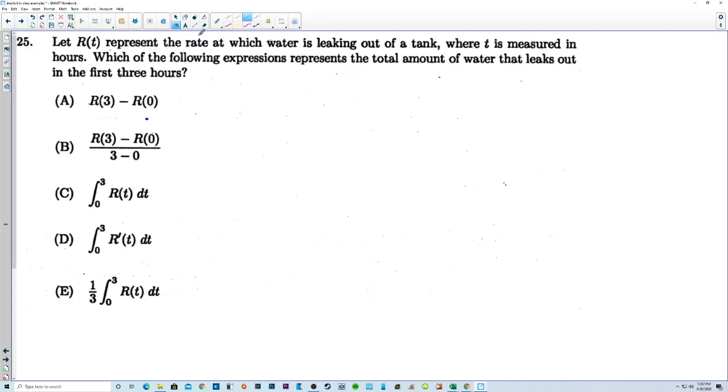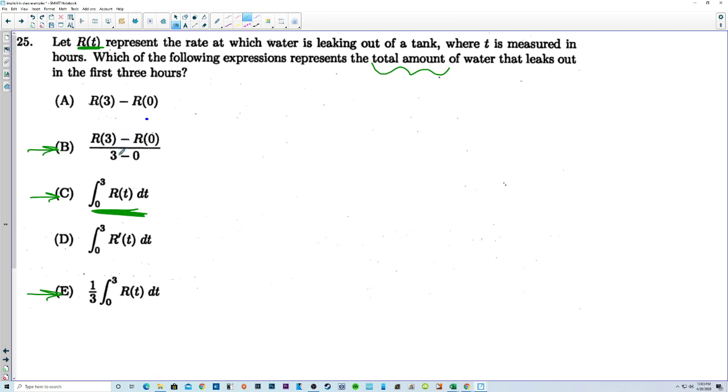Let R of t represent the rate at which water is leaking out of a tank where t is measured in hours. Which of the following expressions represents the total amount of water that leaks out in the first 3 hours? Well, if R of t is the rate, then we're going to have to integrate. We're going to have to go backwards to get the amount. So the only one that really goes backwards that integrates R of t would be 0 to 3. This would be the average value of the rate. What would this be? This would be the average rate of change of the rate.